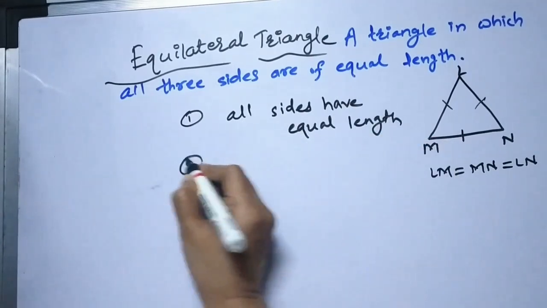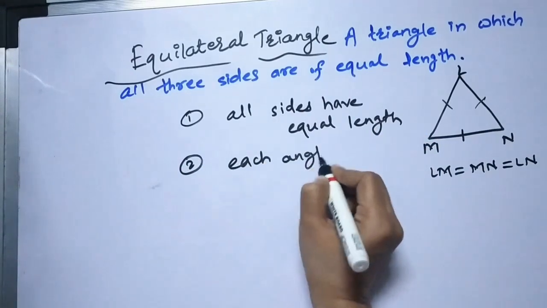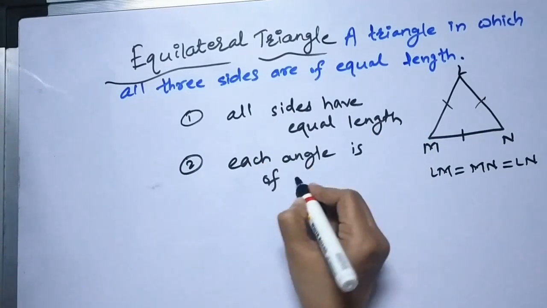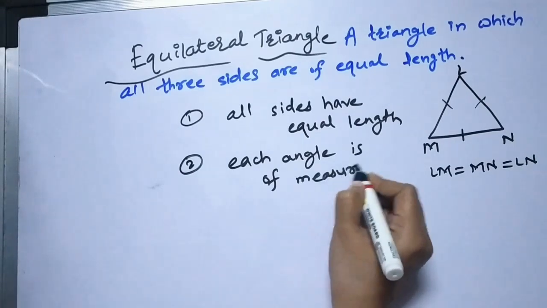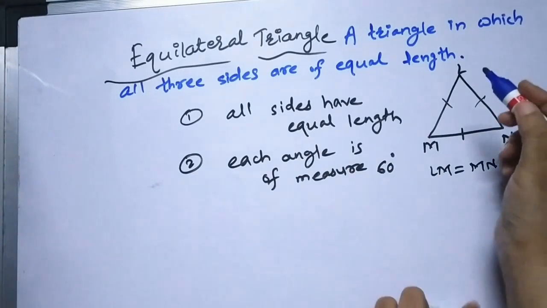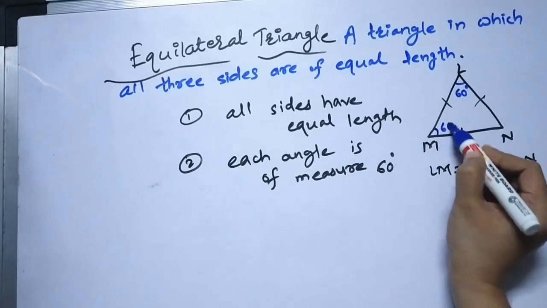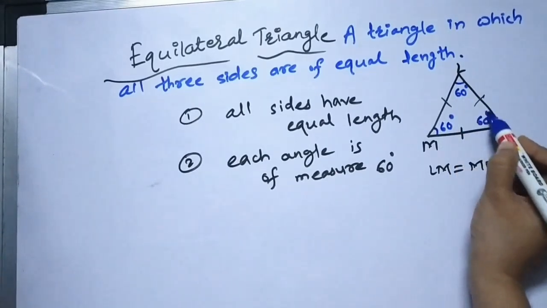And the next point is that each angle is of measure 60 degrees. So friends, each angle measures 60 degrees. Angle L is 60 degrees, angle M is also 60 degrees, and this one is also 60 degrees.